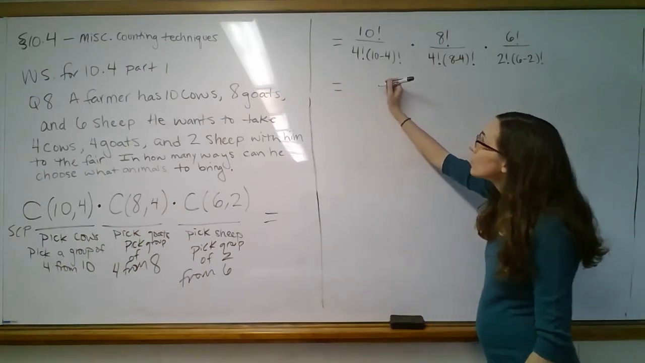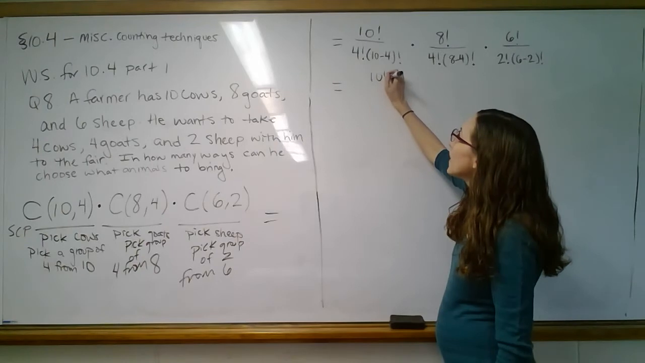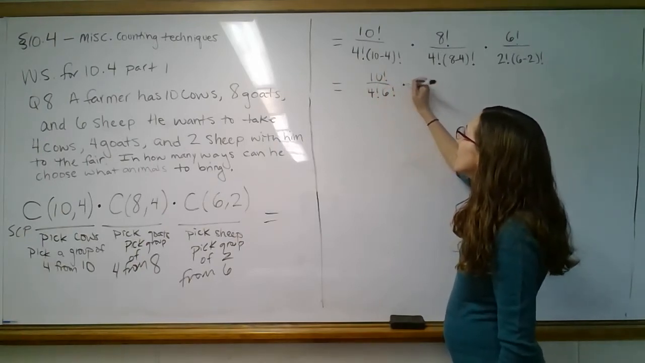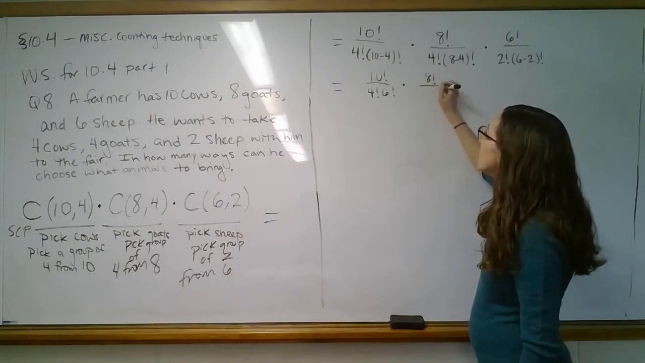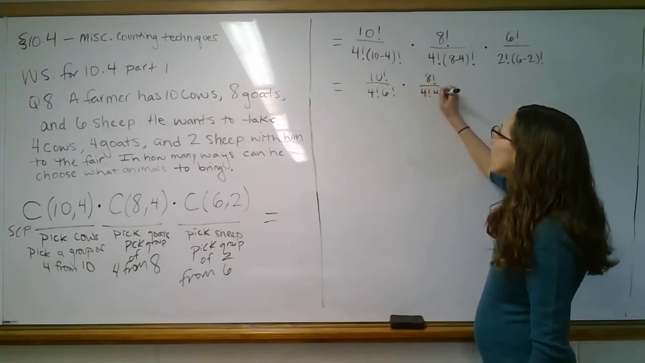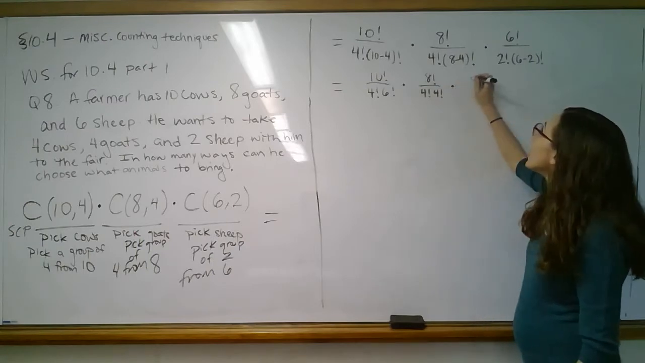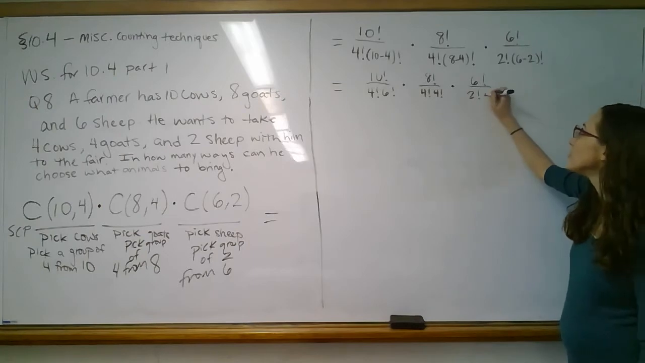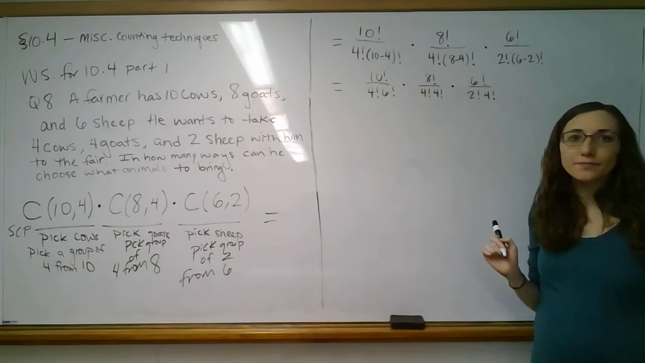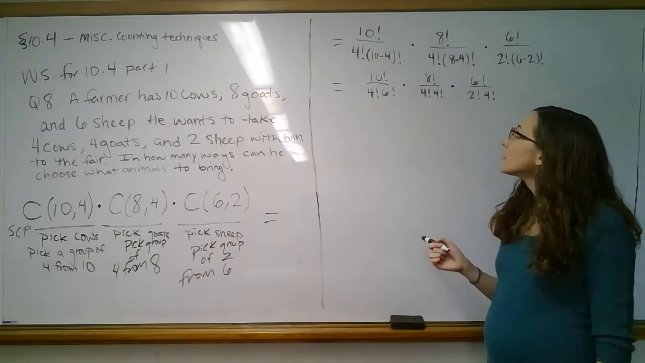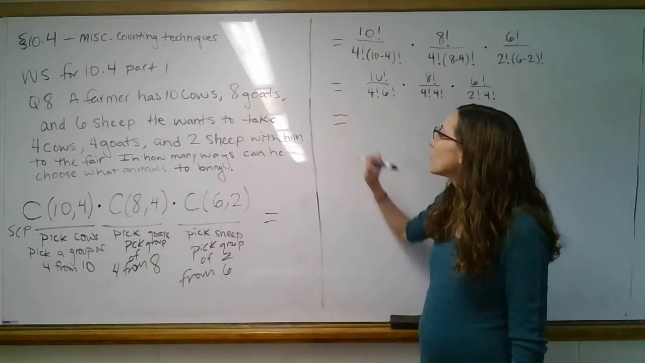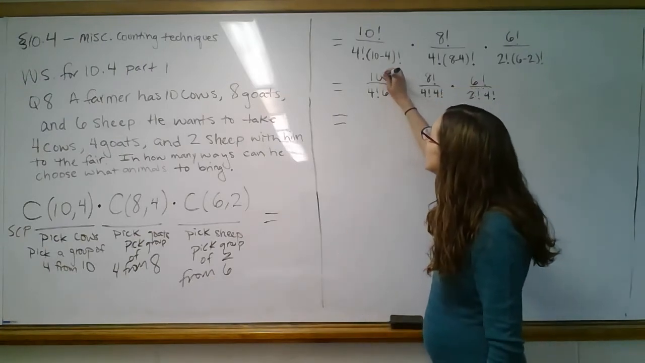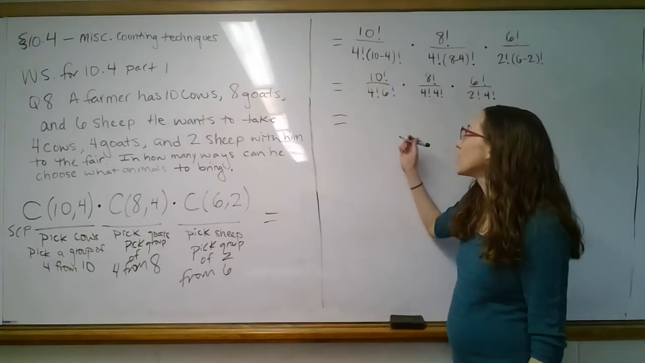So simplifying what those are, at least the subtraction, we've got 10 factorial over 4 factorial, 6 factorial, times 8 factorial over 4 factorial, 4 factorial. And then we have 6 factorial over 2 factorial, and 6 minus 2 is 4, so 4 factorial. Now each one we're going to work again, start to expand the top until you hit the larger of the numbers in the bottom.